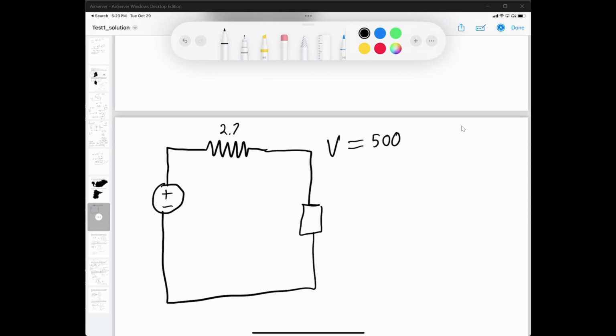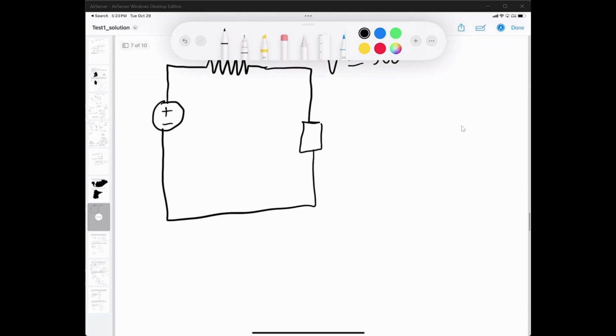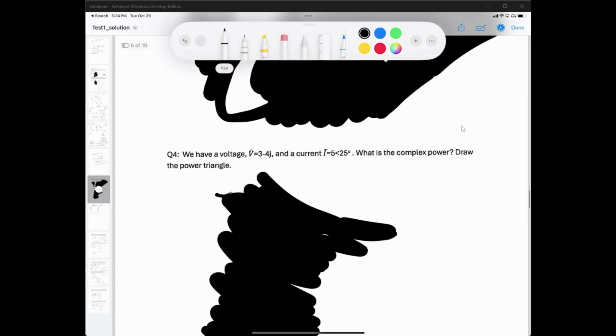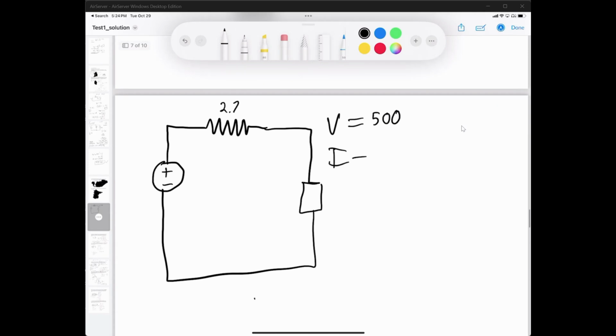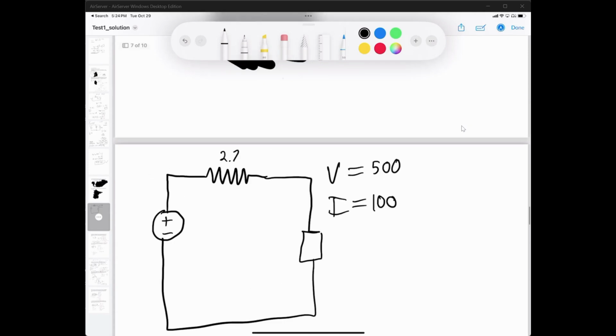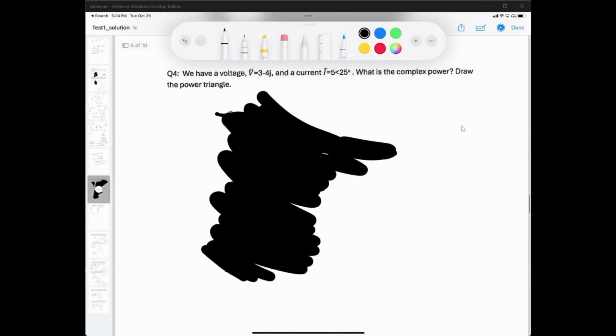And to figure out the angle, because we kind of want to put this in phasor form, because if we do V divided by current, we get R. And we can find Z total that way, and then find the reactance. So we know that V is 500 and I is 100. Now let's find the angles associated with them.